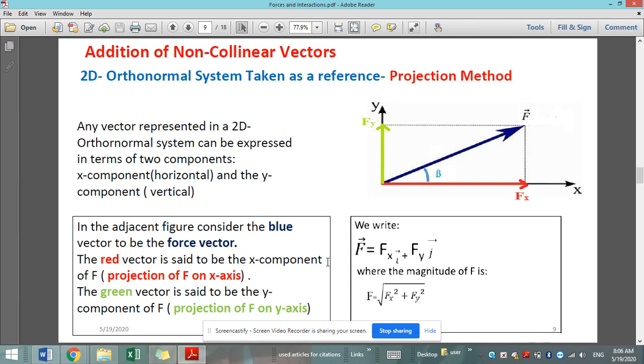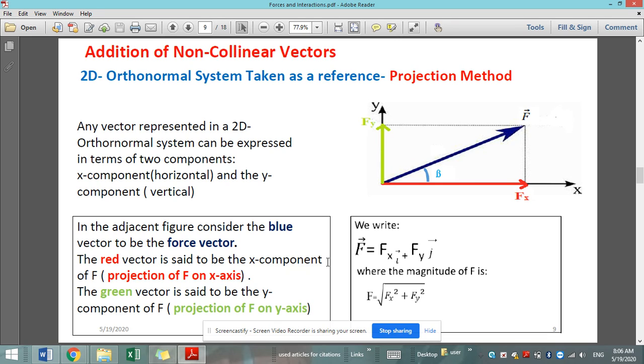Now, addition of non-collinear vectors. The first method used is the projection method. So dealing with a force vector, which is two-dimensional, any vector represented in a 2D orthonormal system can be expressed in terms of two components: x component, which means horizontal, and the y component, which is vertical.